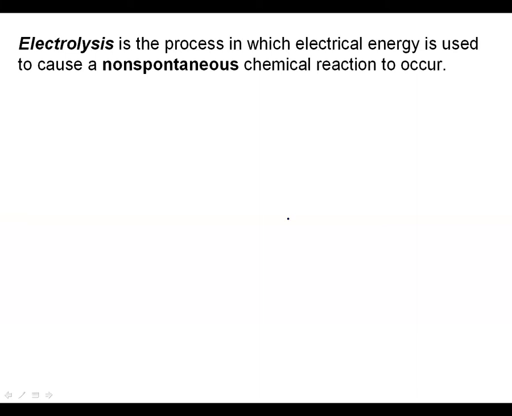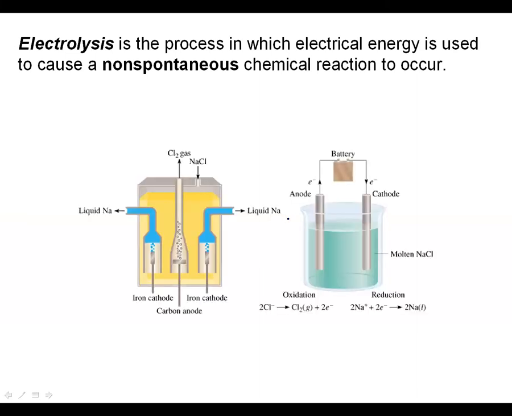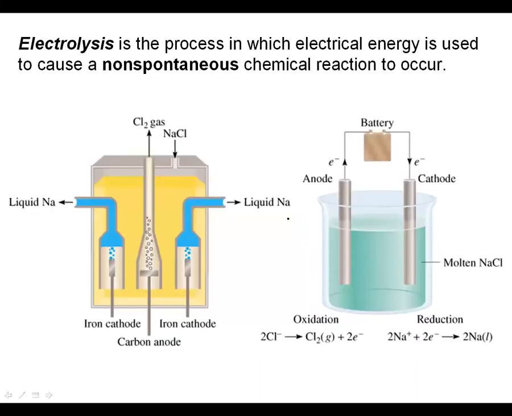Okay, so the last part of the chapter here, we're going to talk about electrolysis. Electrolysis is basically the process where we use some type of electrical energy to cause a non-spontaneous process to occur. So again, by providing an outside electrical source, we can make a non-spontaneous process occur.